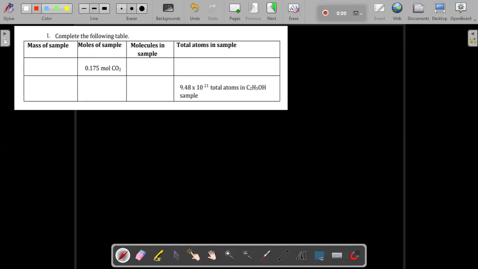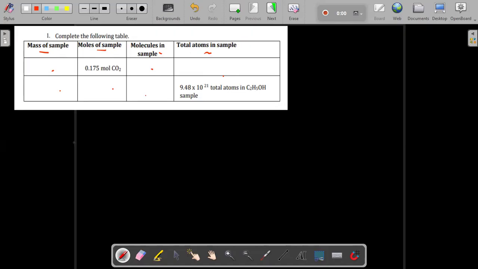Question number one says complete the following table. This table has four columns. The first one has the mass, the second one has the moles, the third one has the molecules, and the fourth one has the atoms. In order for us to fill in all these blank spaces, we need to know two important formulas.